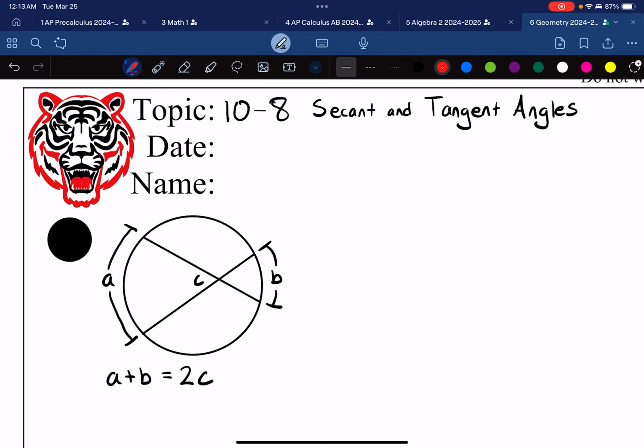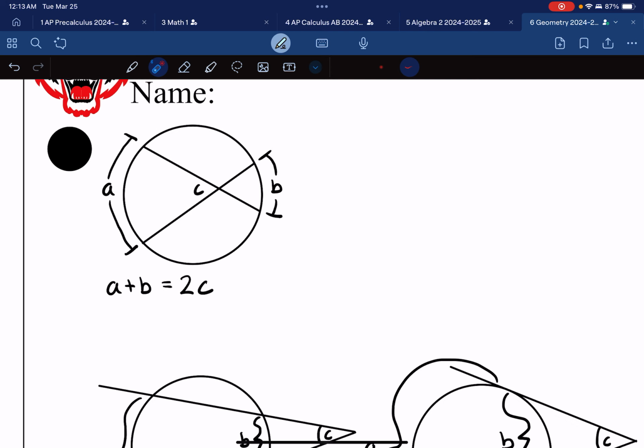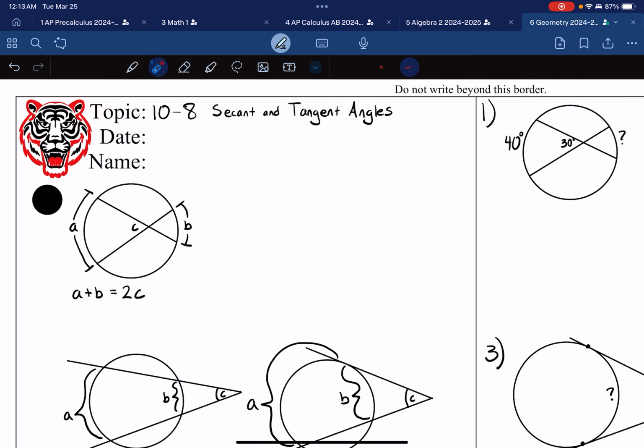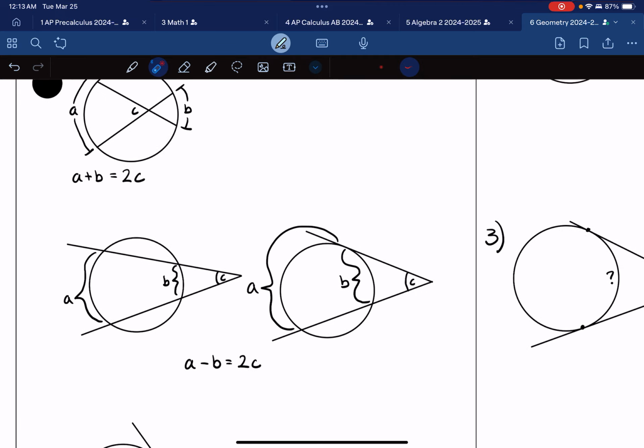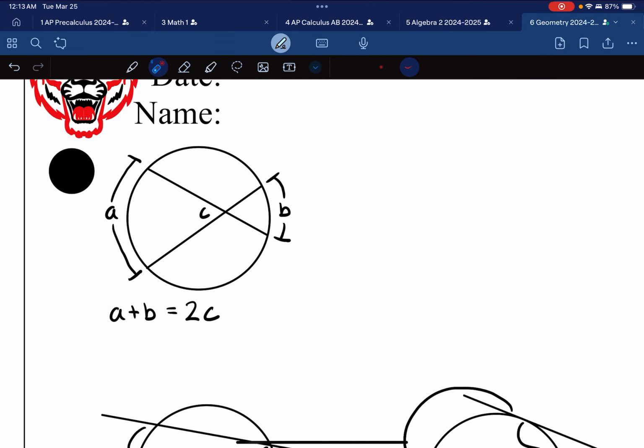This is Geometry Lesson 10-8, Secant and Tangent Angles. All right, everything today has to do with angles, and everything in the next lesson has to do with side lengths, or just lengths in general. So today we're talking about a few different formulas. I have 3 unique formulas for 4 diagrams. Let's jump into the first one.